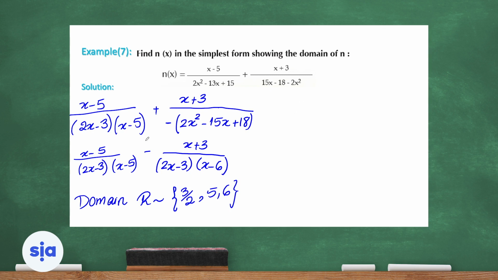After that, as you can see, we can cross out this x minus 5 with x minus 5. So what we'll have here is 1 over 2x minus 3 minus x plus 3 over 2x minus 3 times x plus 6. Can we subtract now? Definitely no, we cannot subtract now because we need to have the same denominator in both fractions. So we'll multiply this fraction up and down by x plus 6.